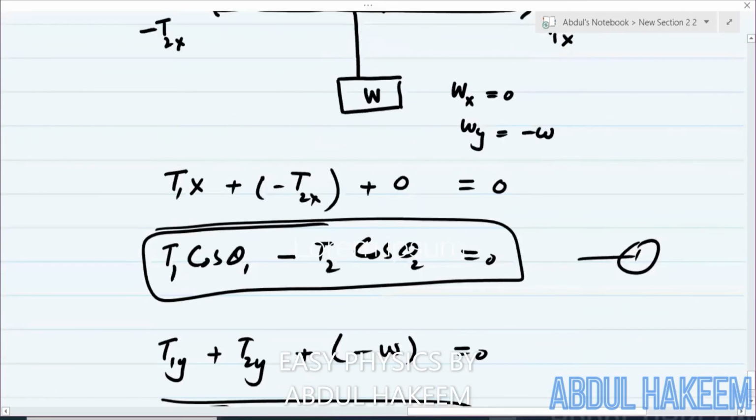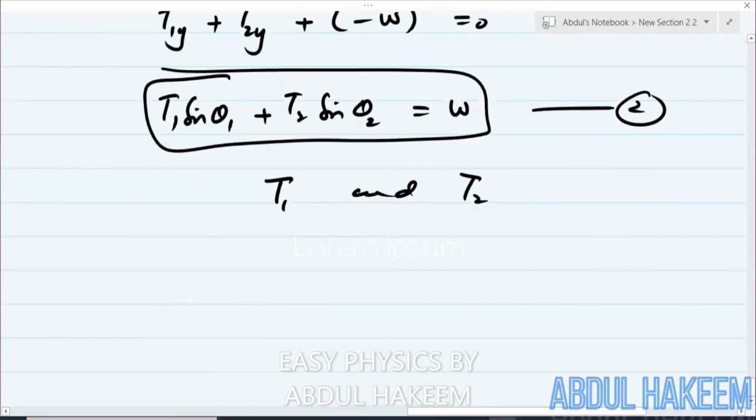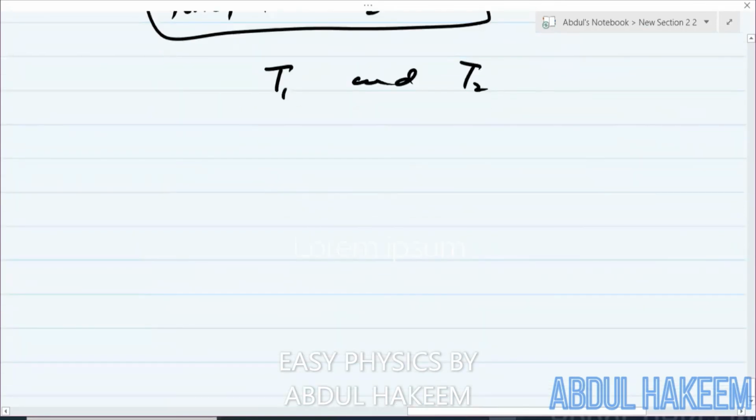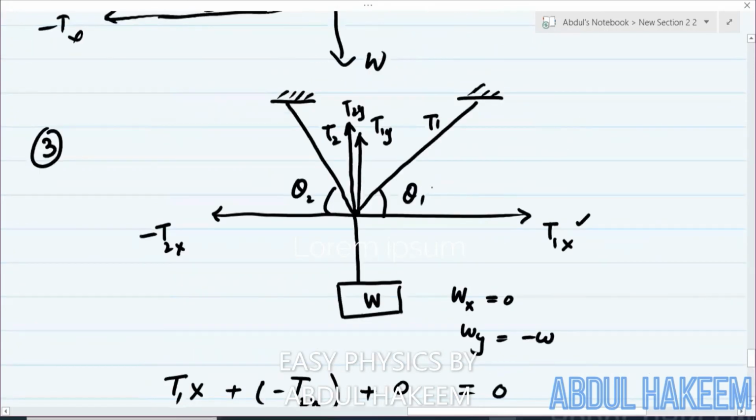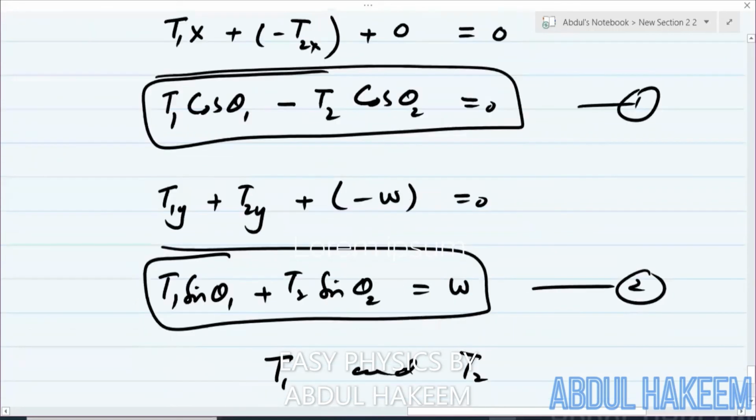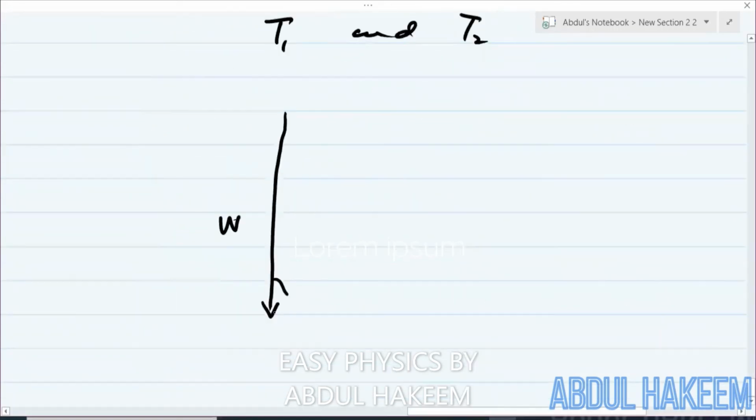But by drawing, first of all, we will draw a line for the weight. Then look at the angle of T1. Suppose this is 60 degree and this angle will then be 30 degree. So we will draw the vertical angle here, 30 degree. Say this is 30 degree and this is representing T1.